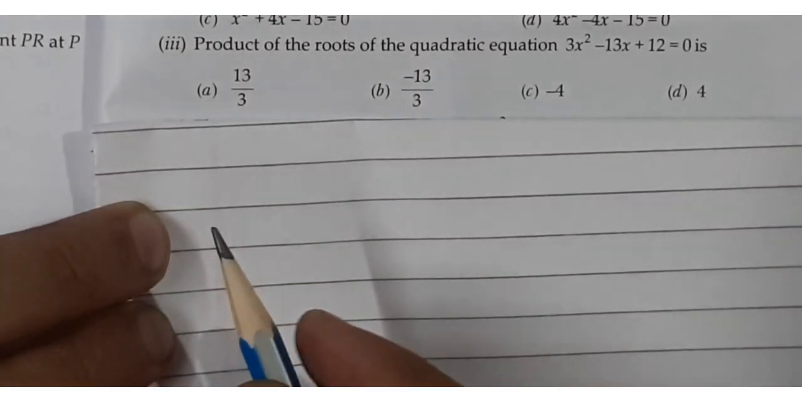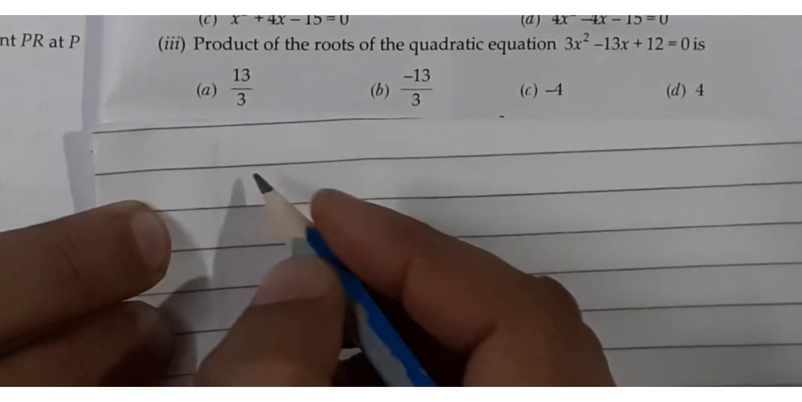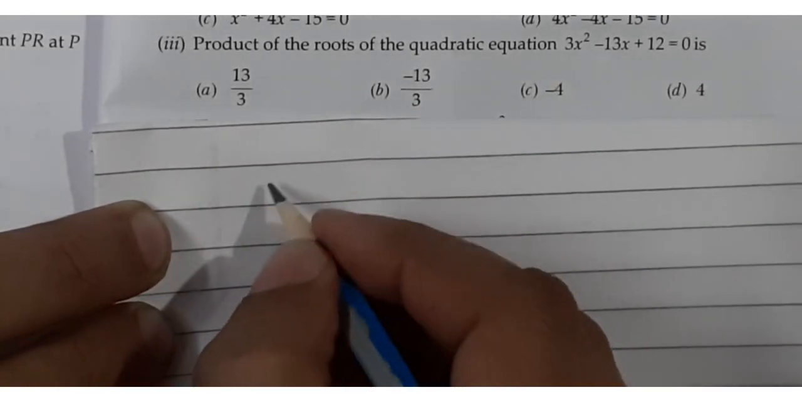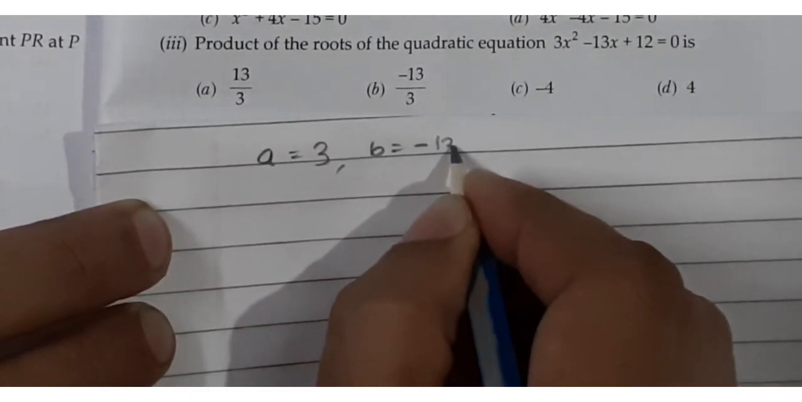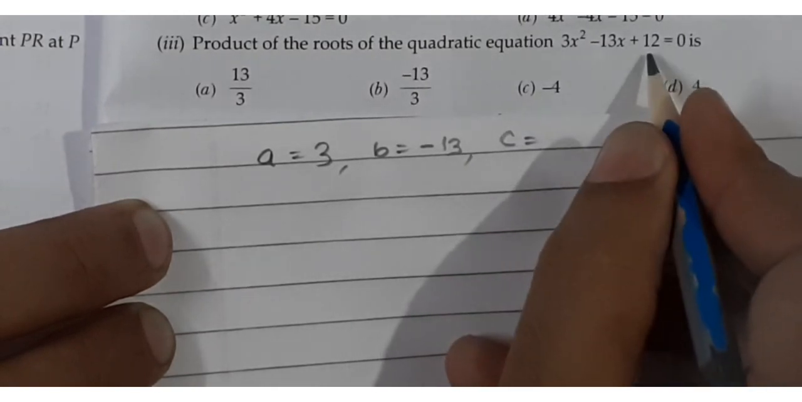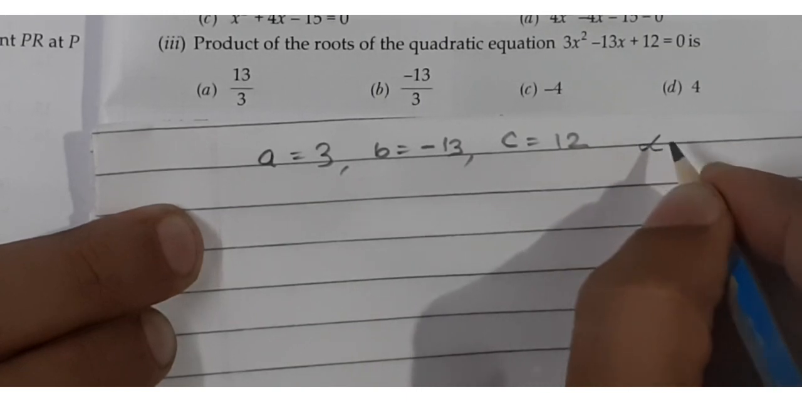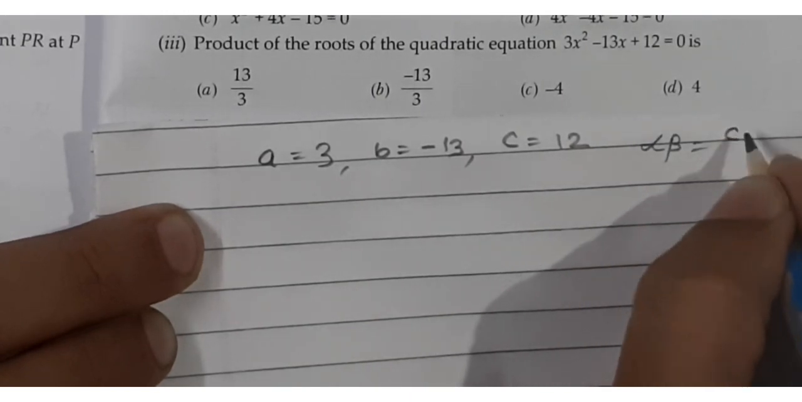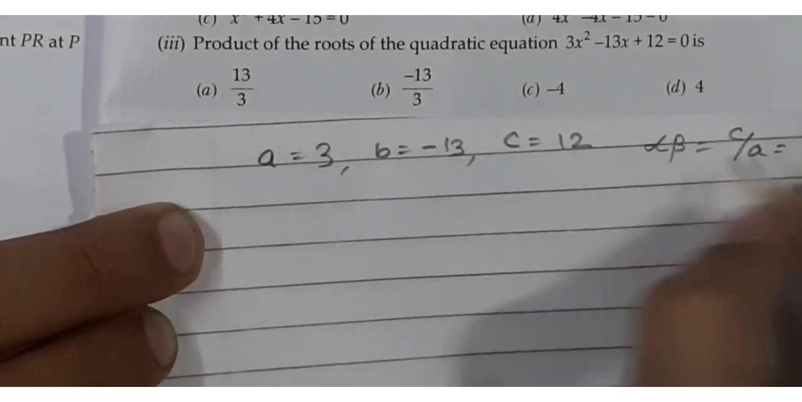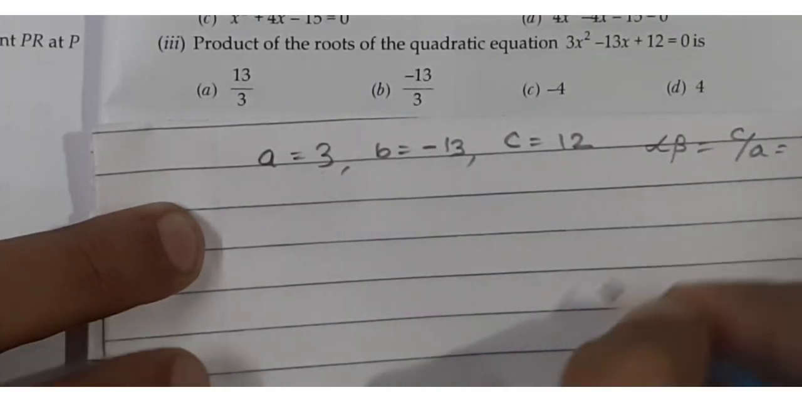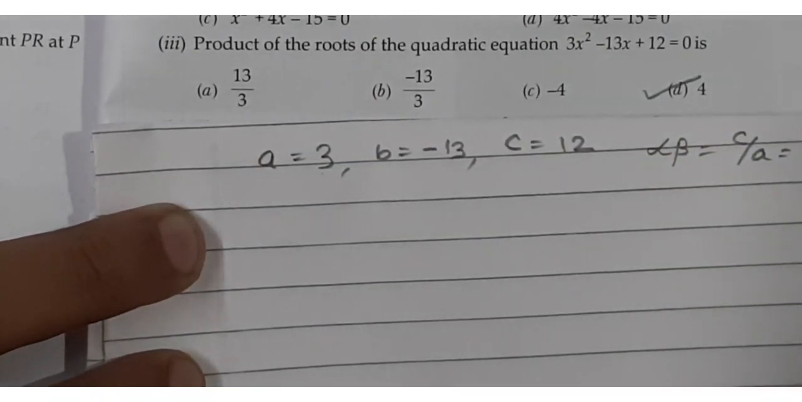Come on to the third part. Product of roots of this equation is this. You have to find the product of roots. A is given as 3, B is minus 13, and C is clearly 12. And what is the meaning of product of roots? Product of roots, alpha into beta, will be C upon A. C is 12, A is 3. So answer is coming 4. D is your answer.